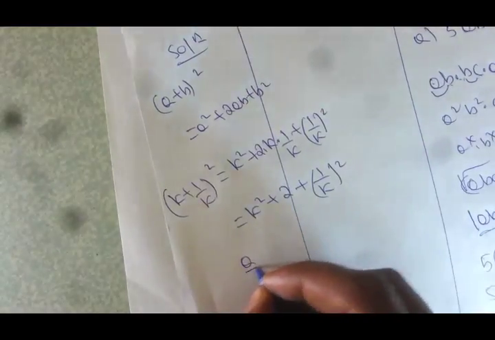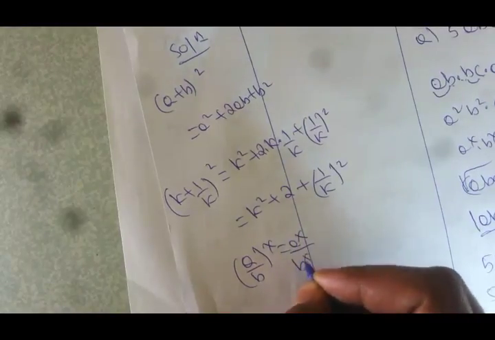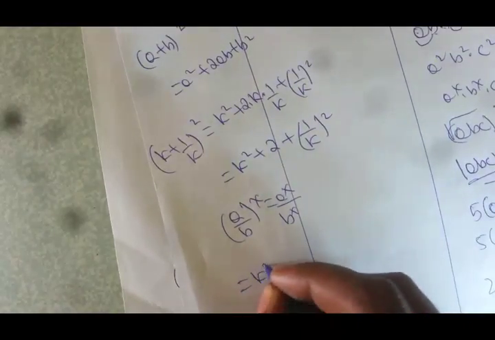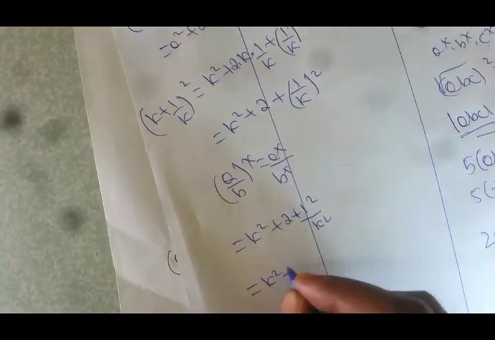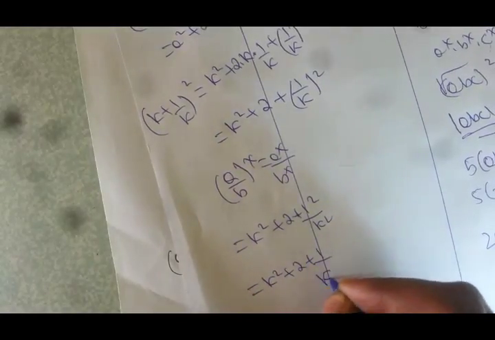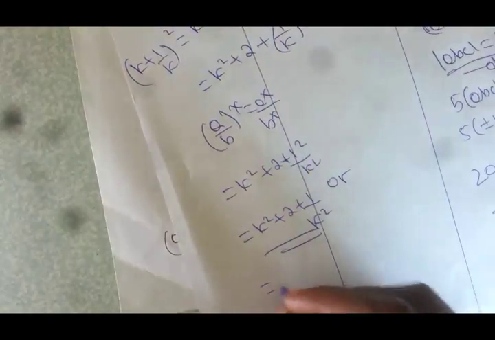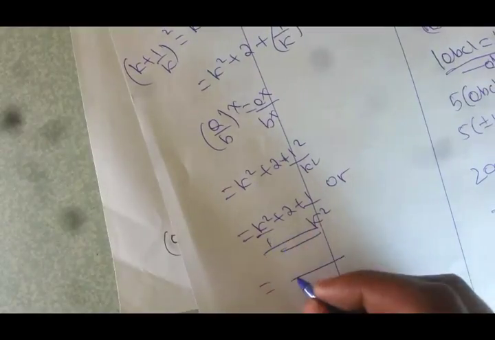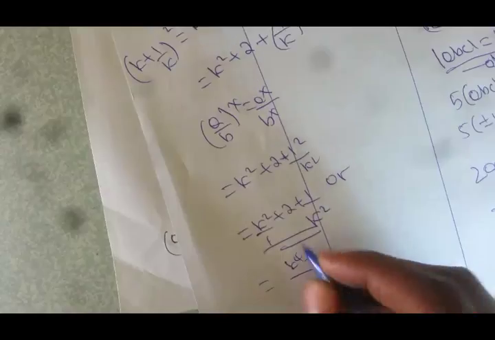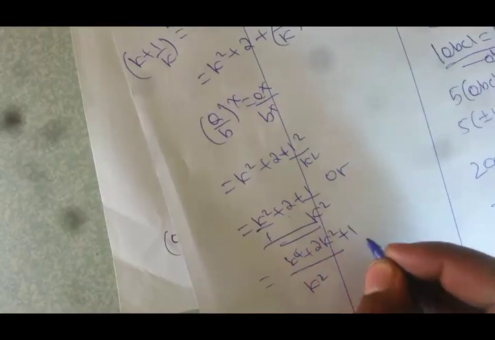And we know that A over B raised to X is equal to A raised to X over B raised to X. Therefore, K square plus 2 plus 1 square over K square. This is equal to K square plus 2 plus 1 over K square. This is our value. Or when we take K square as a common denominator, it is K raised to 4 plus 2 times K square plus 1, all over K square. This is the answer.